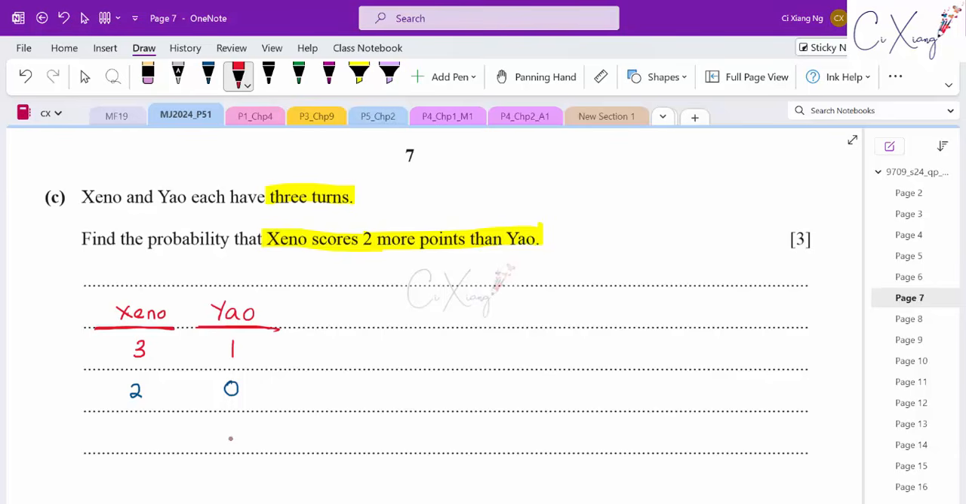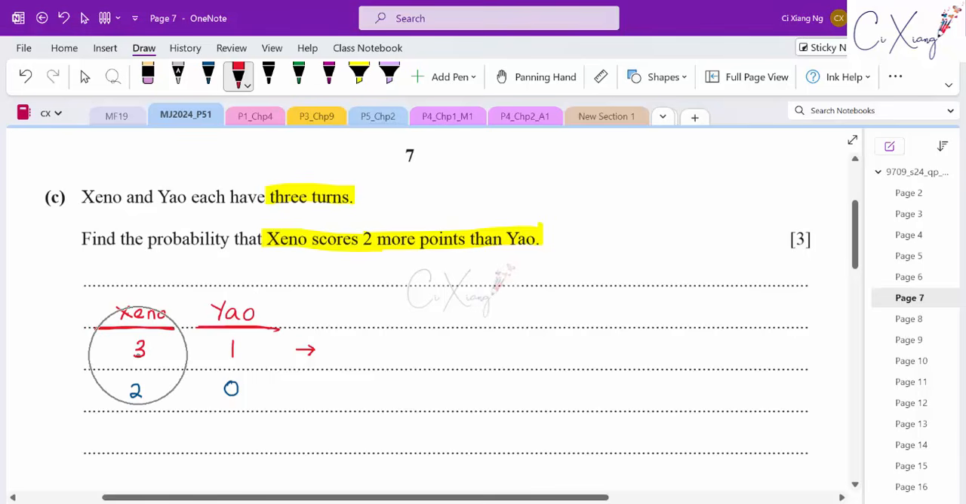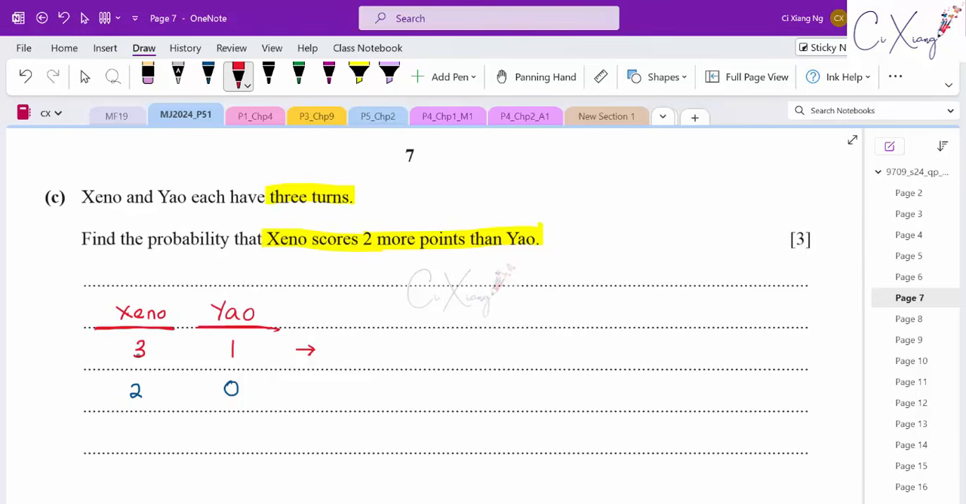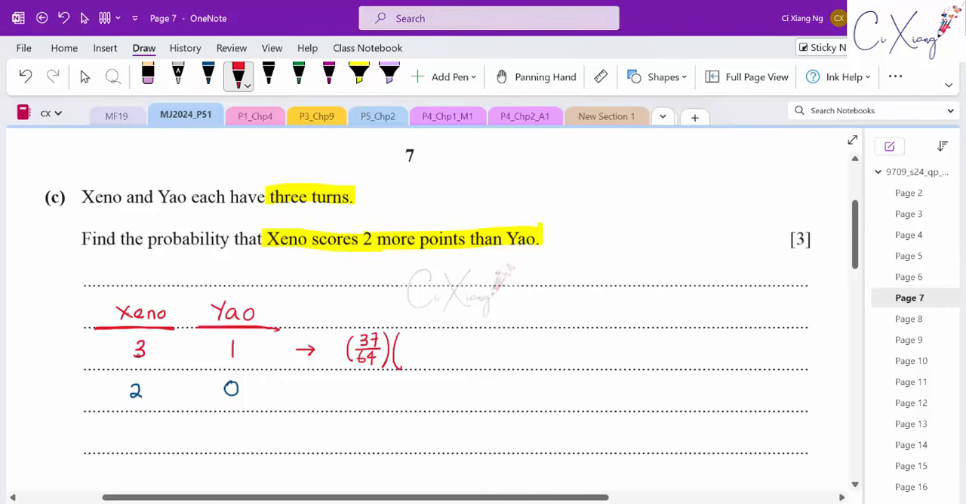Let's calculate the probability now. To calculate the probability for the first case, let's talk about X. X scores 1 point for every single turn. If I list out one by one, I will have 37 over 64 for scoring 1 point in the first turn, 1 point in the second turn, and another 1 point in the third turn.